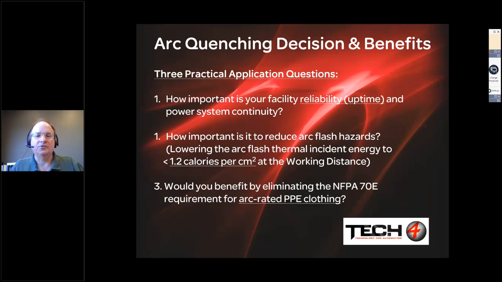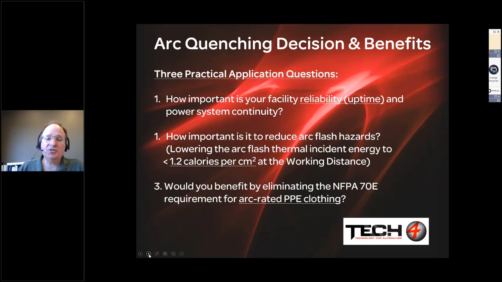below 1.2. So the 3 practical questions we think you should always ask yourself, or any customer you're working with if you're an engineering consultant, is, how important is your facility uptime and power system continuity? Because there are choices here, and we would never argue that arc quenchers are for every application. But if you want to have reasonable assurance that both your people will be protected, arc-rated personal protective equipment will be eliminated, and most importantly, the asset itself will be protected from catastrophic damage, the arc quencher certainly bears consideration, and the Tavrida fast-acting 12 millisecond opening time circuit breaker can bear consideration with or without an arc quencher.